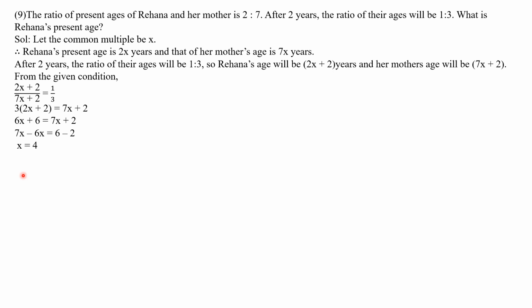Now I need to find the present age of Rehana. Rehana's present age we took as 2x years. So we'll substitute in that. So Rehana's present age is 2x years. Therefore, 2 into the x value, which is 4. So 2 into 4, that is 8. So Rehana's present age is 8 years.